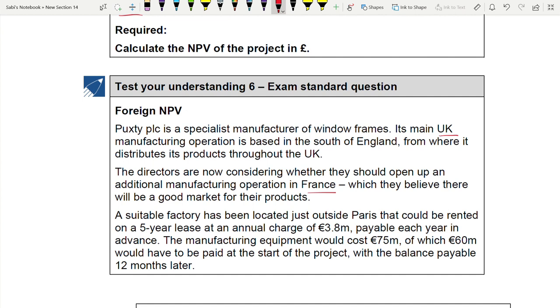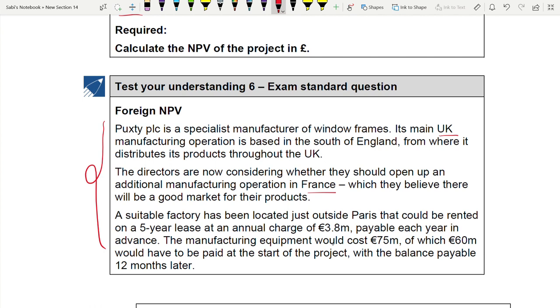All these things you can quickly read because you are more focused on the calculation part. See, when they ask a discussion question, all these things matter a lot. Okay, you have to read all this very carefully, but when it's calculation, you can just skip through all those things. You just need what is your currency, what is the foreign currency, the numbers basically you need.